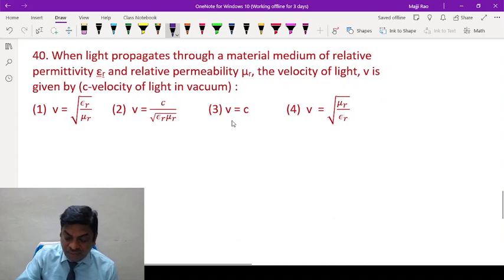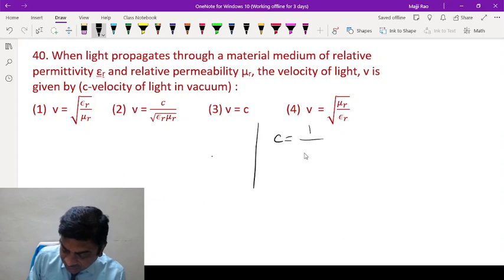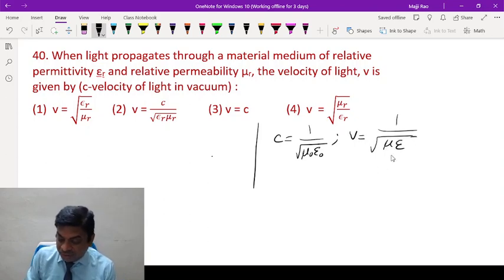When light propagates through a material medium of relative permittivity epsilon r and relative permeability mu r, the velocity of light v is given by... C is the speed of light in vacuum. Alright. Now we all know that speed of light in vacuum is 1 by under root mu naught epsilon naught. Whereas in general, velocity of light in any other medium is 1 by under root of the product of mu and epsilon for the medium.